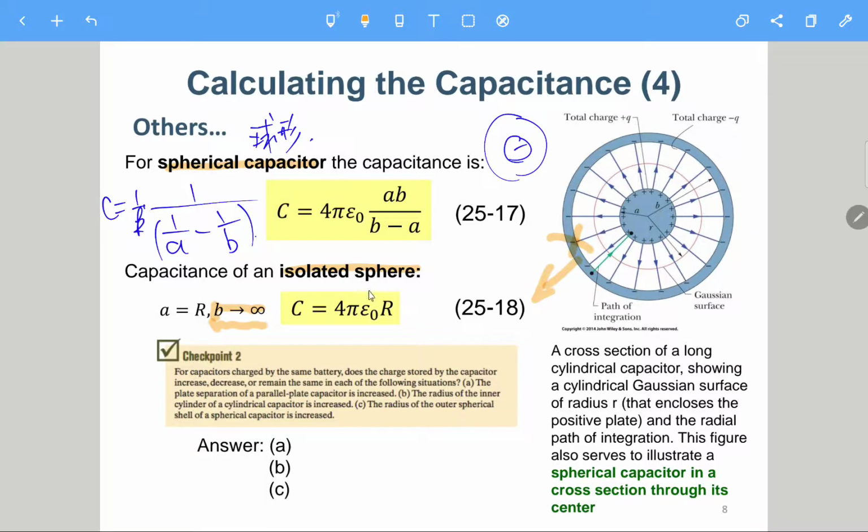Although this is strange, because previously we assumed that capacitors should have 2 conductor plates close together, but for this one, we assume that the outer shell is infinitely large. We only have one conductor ball there, but it already is a capacitor.